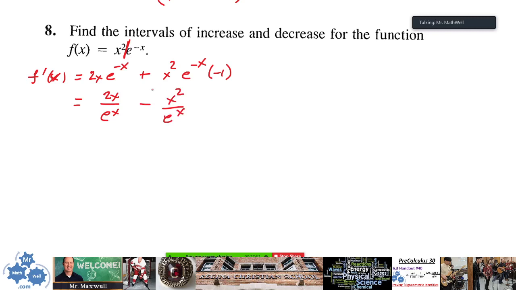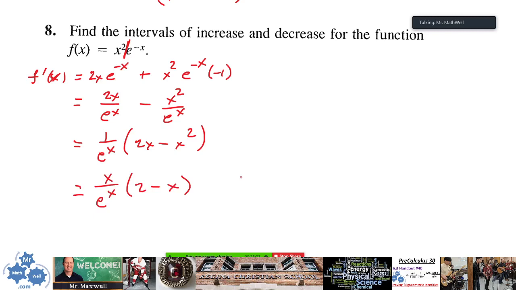All right. I could have factored an e to the negative x out, which I will now. So 1 over e to the x times 2x minus x squared. I could get rid of an x in there too. X over e to the x times 2 minus x. Can I do any other factoring, do you think? You good with that? You guys good with that? Yeah? I could have taken an x and an e to the negative x out back up here, but I just did it in a couple of steps there.